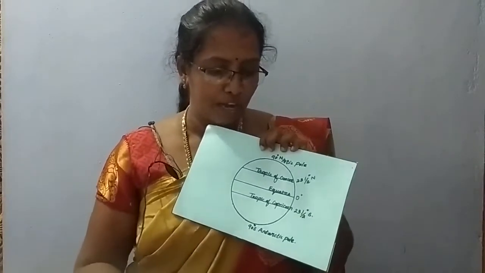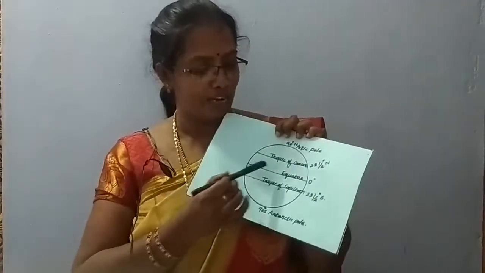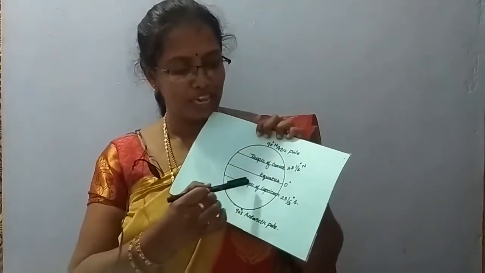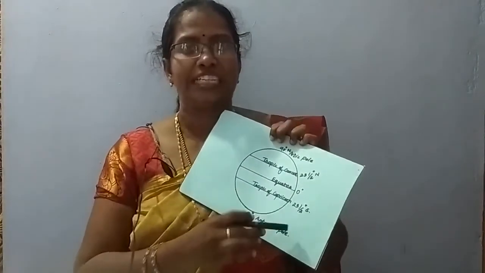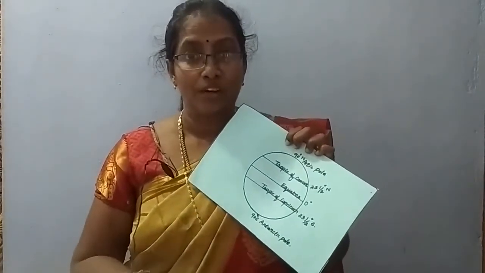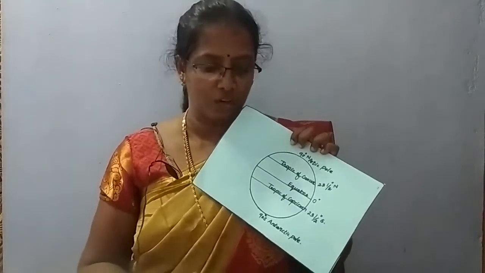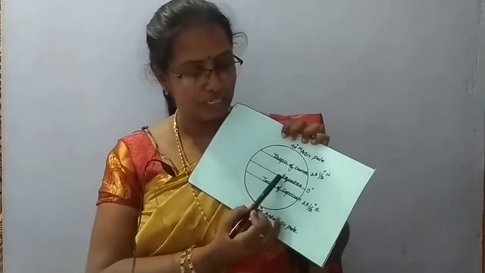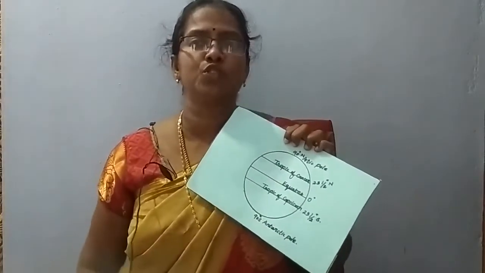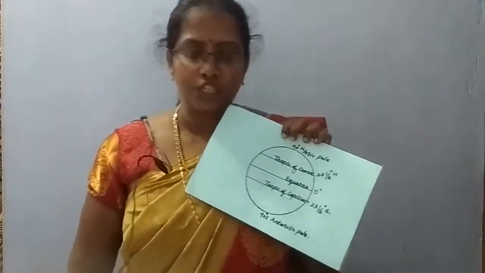While crossing the equator, this wind is totally diverted in its direction. Diverted in the sense, totally changed its direction. It changed its direction and becomes the southwest monsoon. So that's the thing.